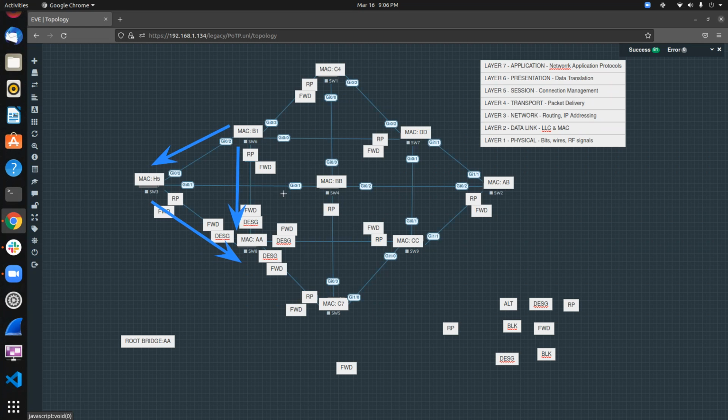So, we know our root on this shared segment, the shared link between switch 3 and switch 6. From both standpoints, who has the lowest cost to the root? Mac AAA has the lowest cost. Mac AA is the root. Yep, Mac AA is the root.